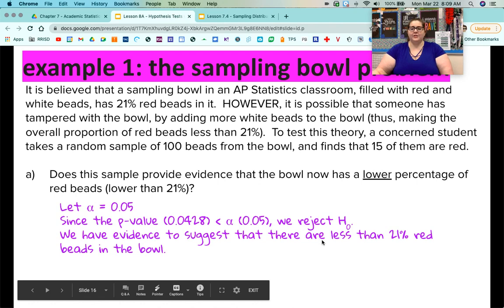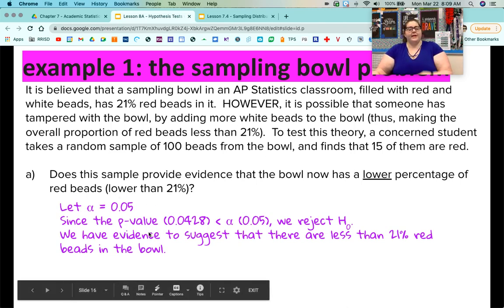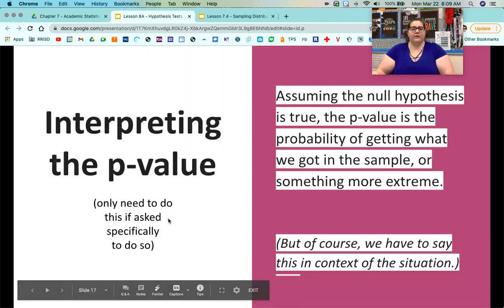So those are essentially the steps of a hypothesis test. So those 4 things: we wrote our hypothesis statements, we checked our conditions, we calculated and found the probability, we can just do that in our calculator real quick, and then we're going to write a conclusion based on that probability.